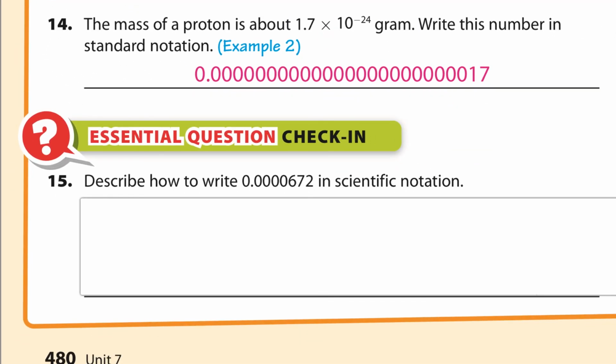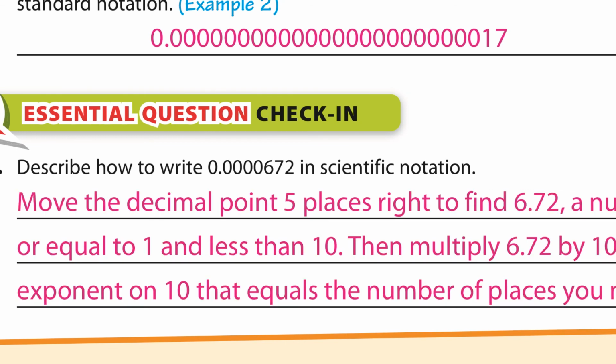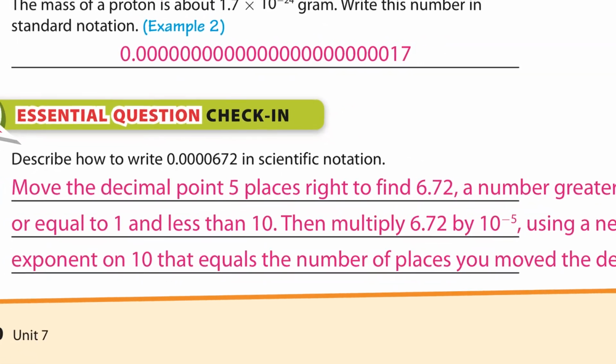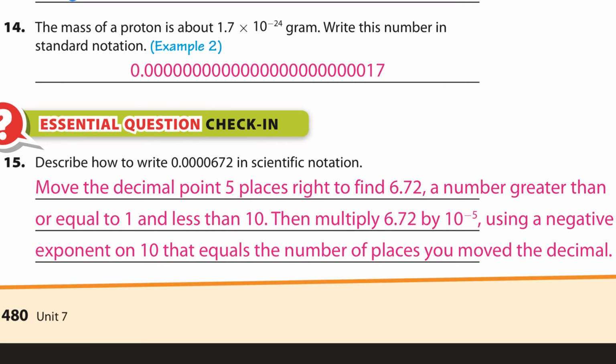And the last one, describe how to write a number in scientific notation. Well, this is what you do. Oh boy, there's a lot going on here. Move the decimal 5 places to the right to find a number that's greater than or equal to 1 and less than 10, so a number between 1 and 10. Then multiply that by 10 to the -5th, right? That tells you how many spaces you moved.